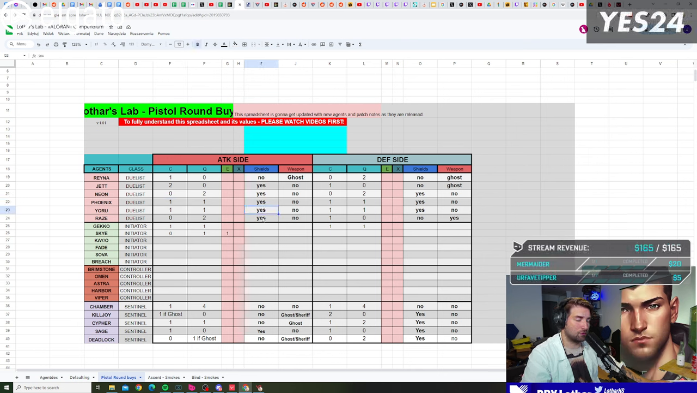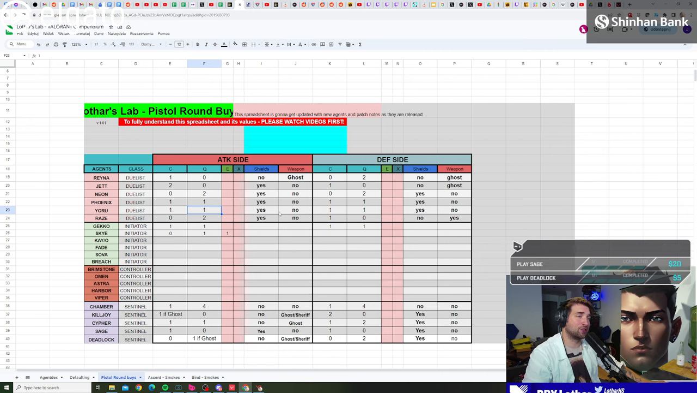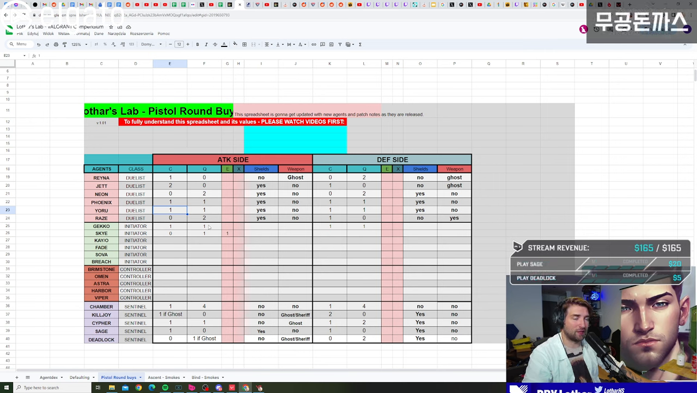Yoru, there's absolutely no scenario where I don't buy clone, flash, and shields for Yoru. The fact that the Yoru clone is so powerful for 100 credits utility is incredible. It's so versatile. It can be your pocket teammate that you can trade. It can be a fake TP on Bind. It can be a fake when trying to defuse, because you can activate the clone at the same time as you defuse and it fakes.